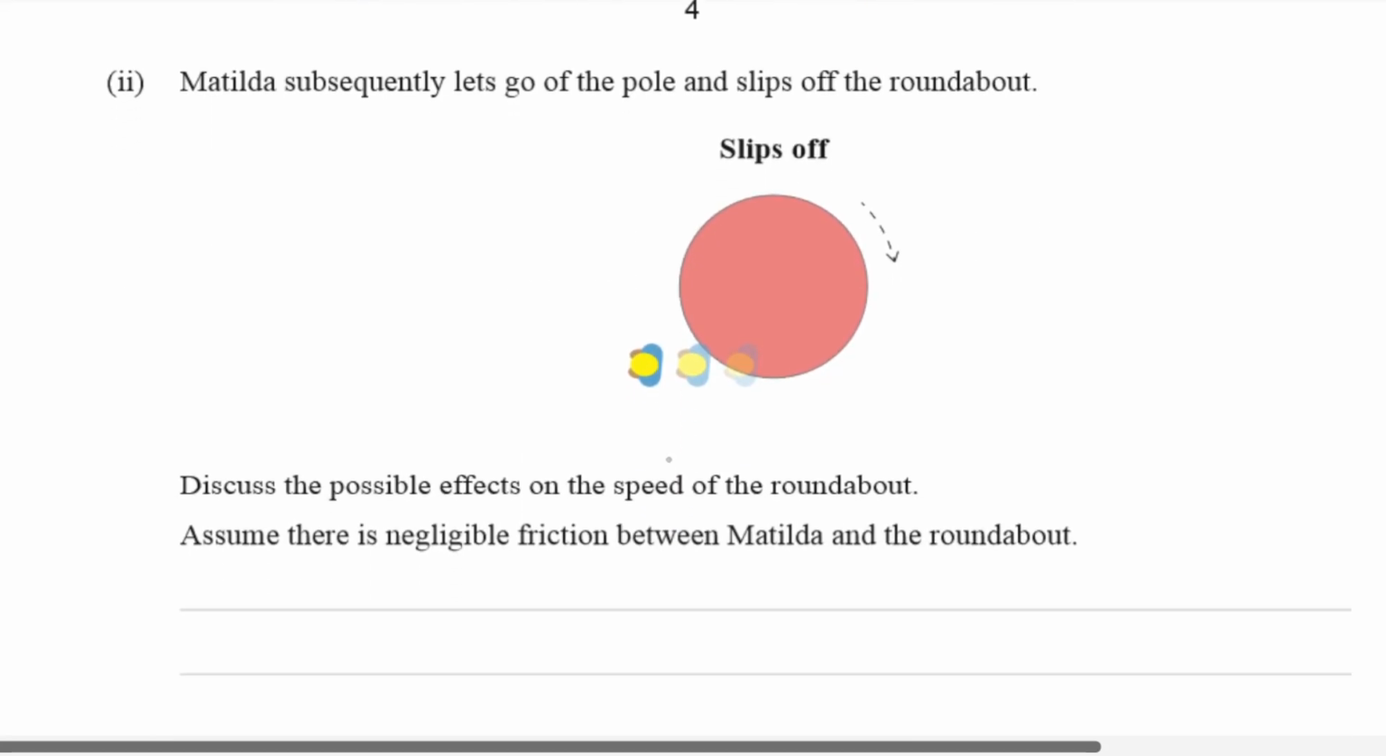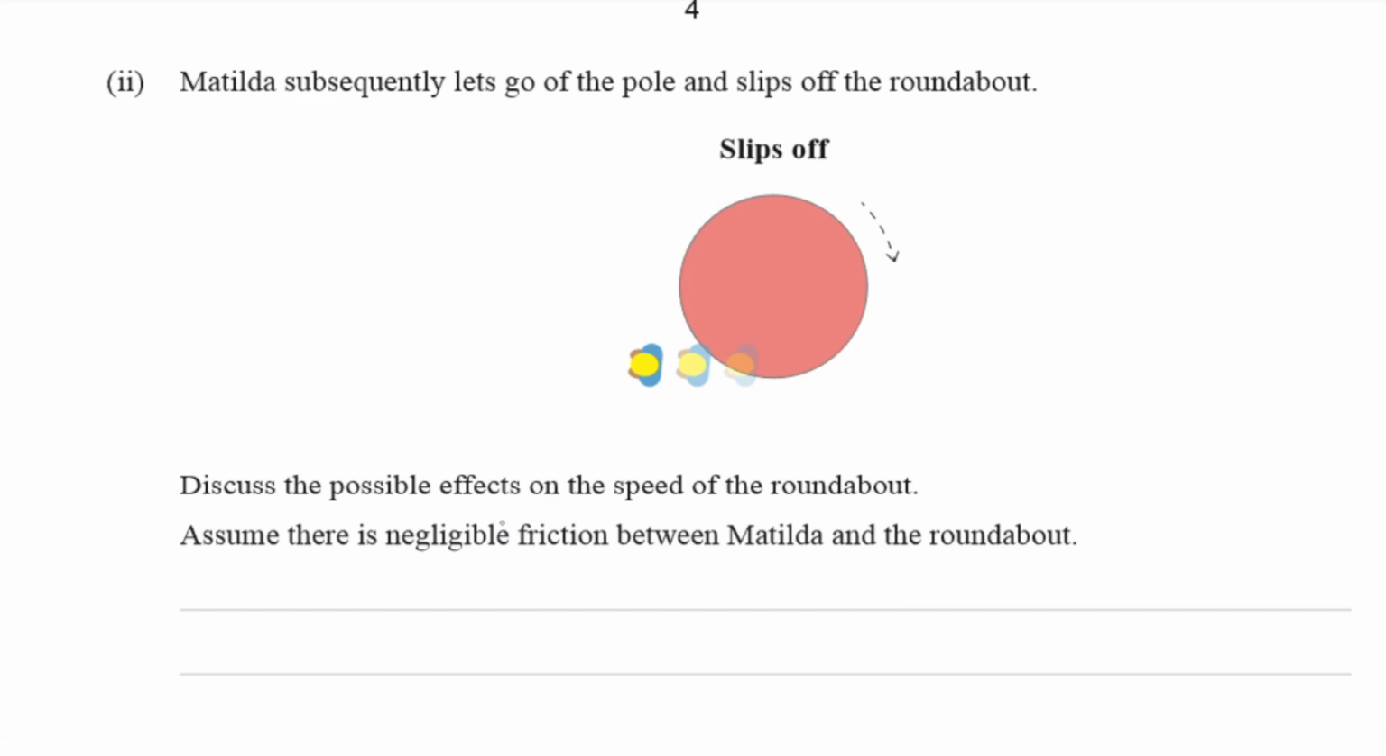All right, finally, part 2. She subsequently lets go and slips off. Discuss the possible effects on the speed of the roundabout. Okay, so we don't care about Matilda, that's fine. Speed of the roundabout. There is negligible friction. So that means as she slips off, she's not kicking back to slow down the roundabout through a force. So we're ignoring that contact friction.